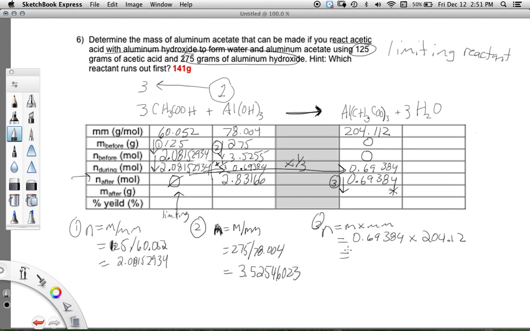0.69384 times 204.11 is 141.619 grams. To significant digits, because this is 3 here and 3 here, 141 grams, which is what the answer is. So I know that I've done it right. So these are no harder than anything you've done, except you have to recognize this step. I have to figure out which one is limiting and which one is in excess so that I can go ahead and calculate.